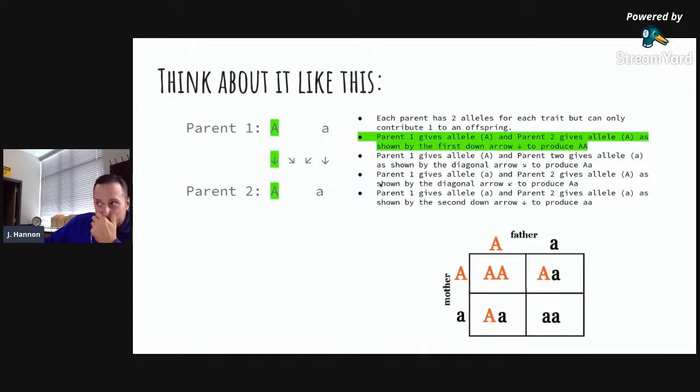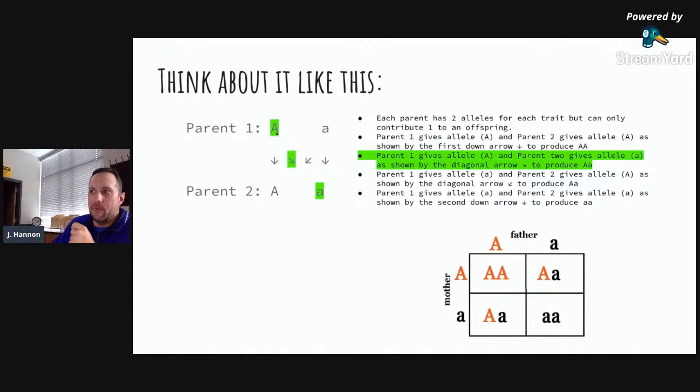In this first example, you can see parent 1 is heterozygous, so is parent 2. Parent 1 is going to give the dominant A, and parent 2 will give the dominant A. So we've got this arrow pathway to make that happen. Okay. Here, parent 1 is going to give the same allele. Parent 2 is going to give the other allele, the recessive. So we can follow this arrowed pathway.